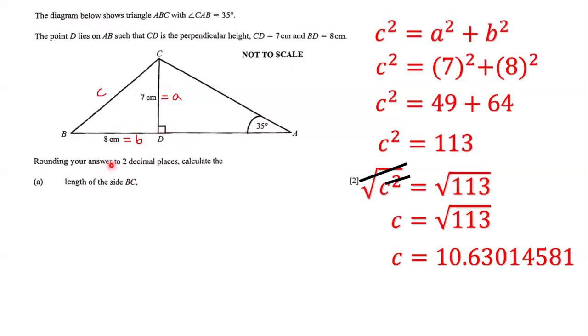It says rounding your answer to 2 decimal places. And so here, 6 and 3 are 2 decimal places. But in fact, 3 is the second number behind the decimal point. So we look at 0. Since 0 is less than 5, we cannot round up. And so we leave our answer as 10.63 and we eliminate the rest of the numbers behind the 3. And so BC is going to be equal to 10.63 centimeters.